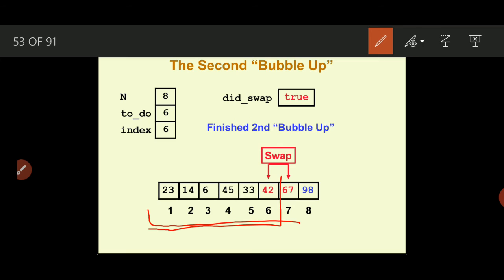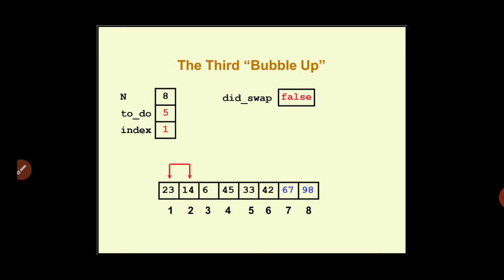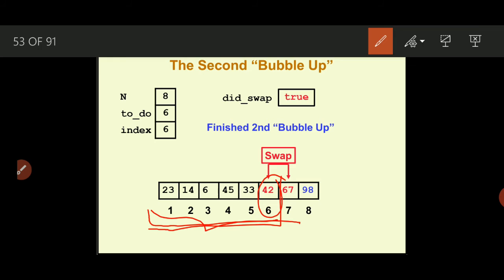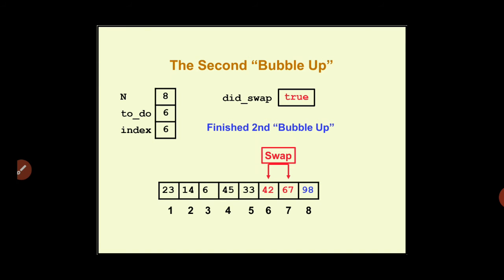That means the remaining elements, total elements are 6, and the swapping position. In the next pass we have fixed this position. That means the swapping is on these 5 elements. That means we have to go from 1 to 5. Okay, so we will discuss here.